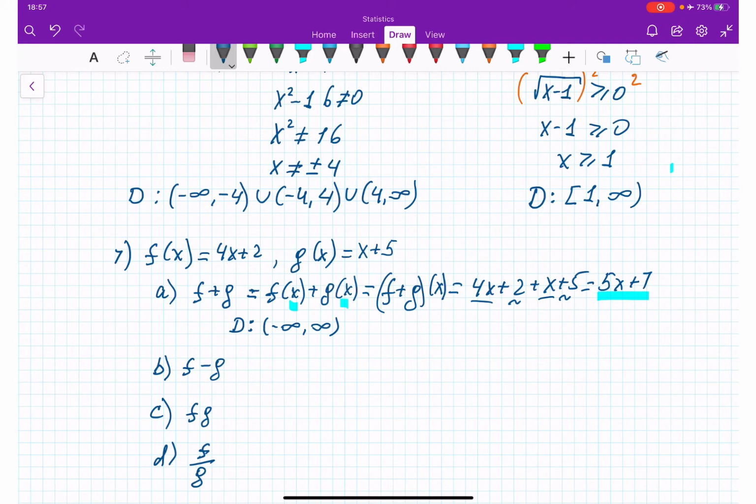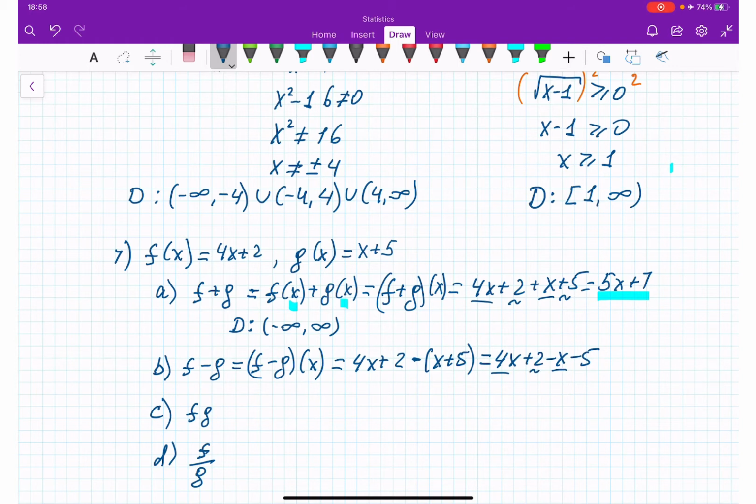Next, we need to find f minus g of x, equal f minus g of x. This is going to be f: 4x plus 2 minus, since I'm going to do minus, it's going to change, right? Let me write down minus (x plus 5). Because I'm doing minus, I put x plus 5 in parentheses because it's going to affect the sign, right? So it's going to be 4x plus 2 minus x minus 5.